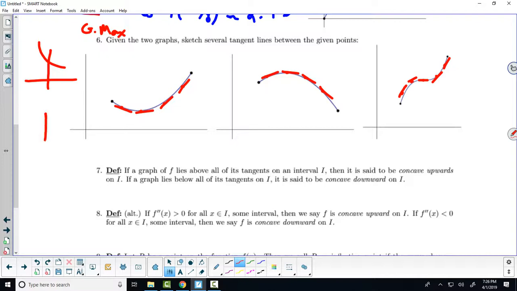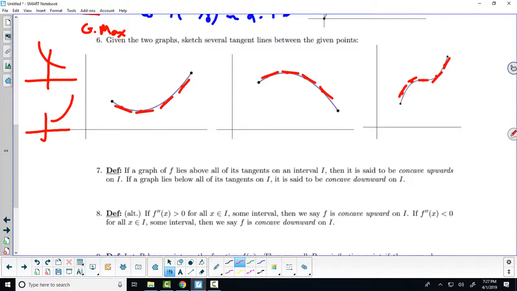Right here, the function is increasing and it's concave up. So concavity has nothing to do with the instantaneous, or localized, behavior of increasing or decreasing. You've got to separate concavity from increasing and decreasing.